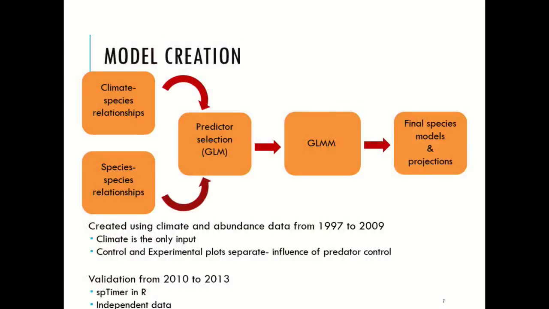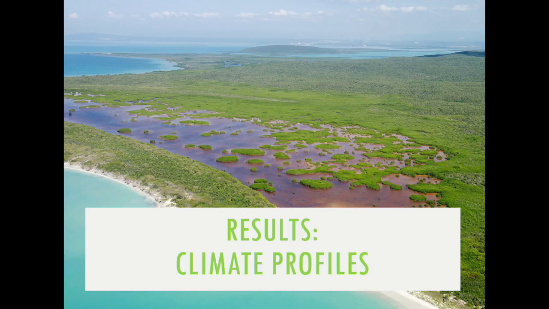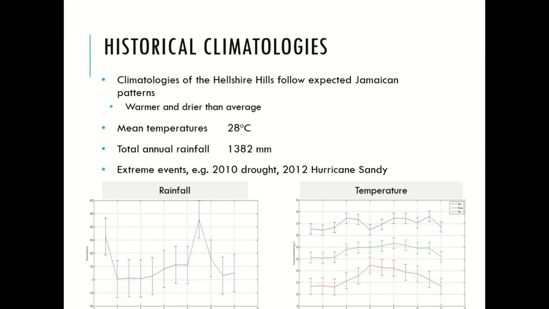Okay. So we also validated the model. The validation of the model would already be happening in this generalized linear mixed modeling system, which is another reason we chose it, because it allows that self-validation. So whatever we end up with, we know has already been somewhat validated. But we also validated using independent data sets and a function called SP timer.